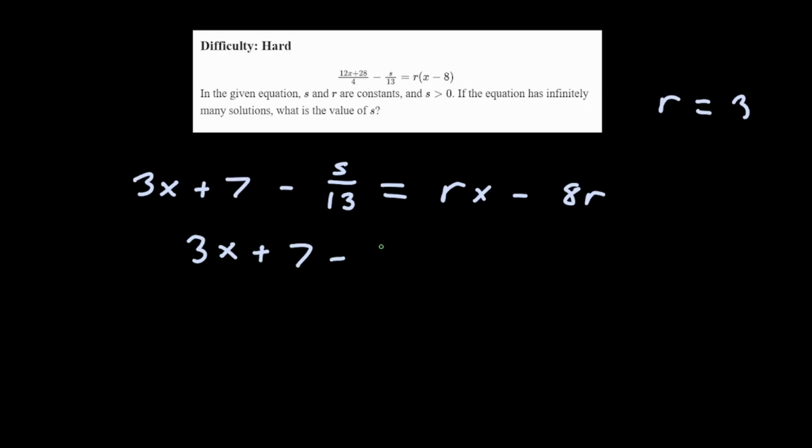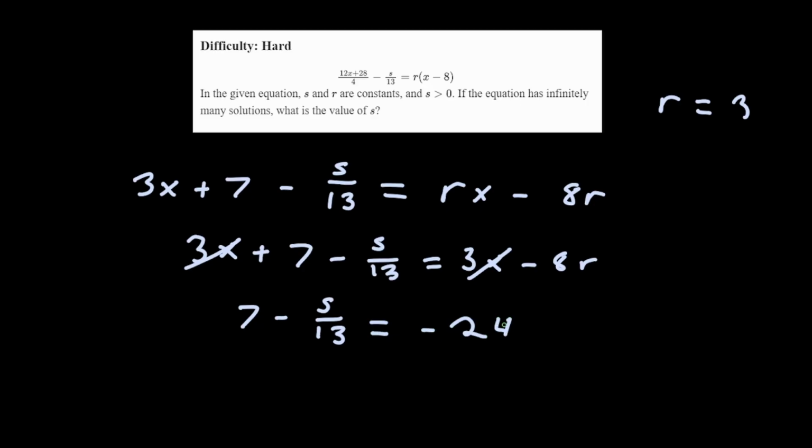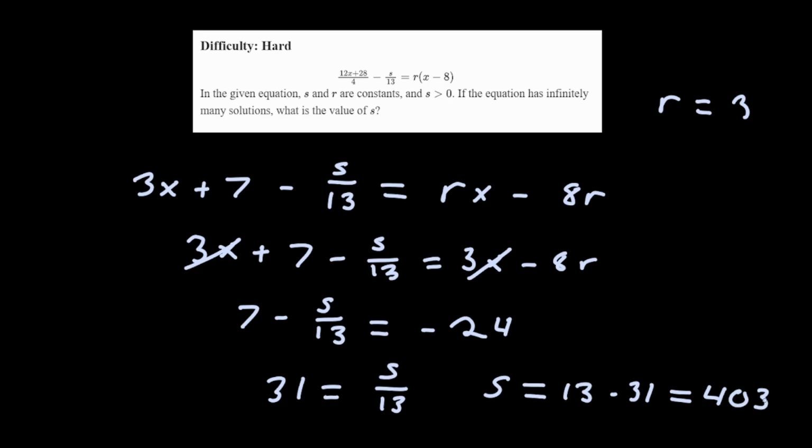3x plus 7 minus s over 13 equals 3x minus 8r. We can cancel the 3x's by subtracting from both sides. So now we have 7 minus s over 13 equals negative 8r, where r is equal to 3, so we have negative 24. Add 24 to both sides and s over 13 to both sides to get 31 equals s over 13. Therefore, s equals 13 times 31, which equals 403. So 403 is our answer.